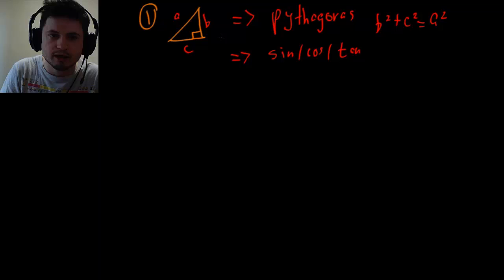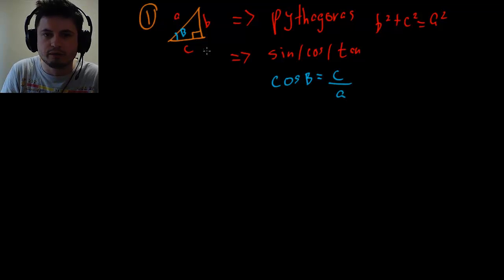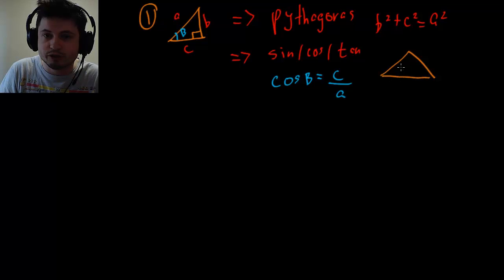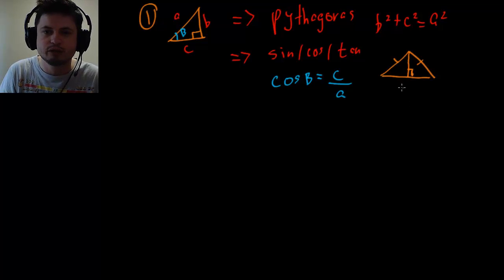So, for example, let's say this angle here is angle B. Here, cosine of B would equal C divided by A. So you would just use normal sines, cosines, and tangents, and Pythagoras theorem if you have a right triangle, or if you have a triangle, like an isosceles triangle, that can then be turned into a right triangle. So if you can make your triangle into a right triangle, just use Pythagoras theorem and normal sines, cosines, and tangents.